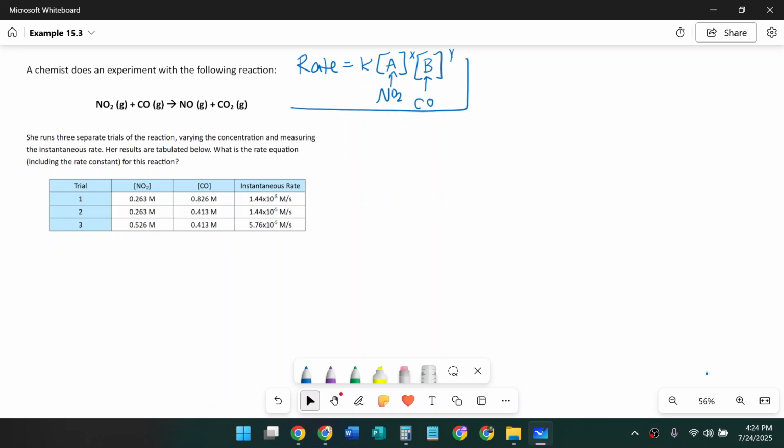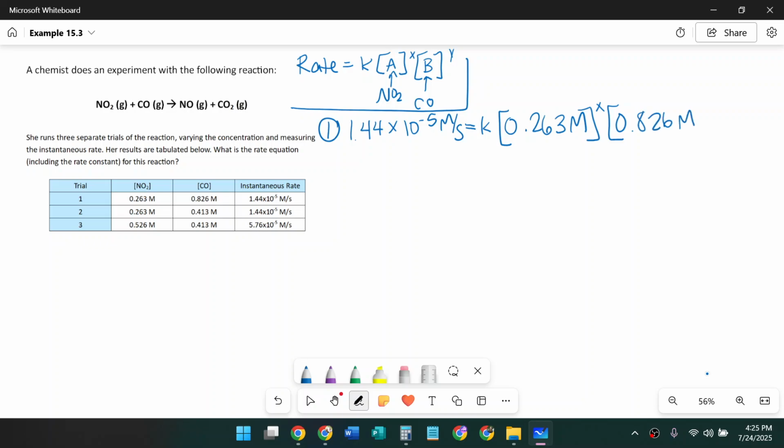So let's start with number 1. So trial number 1, our rate is 1.44 times 10 to the negative 5 m per s. I don't think my cheap little computer calculator is going to be happy about this one. K times 0.263. Sorry, I'm really bad about swapping numbers around. 0.826 m to the y.